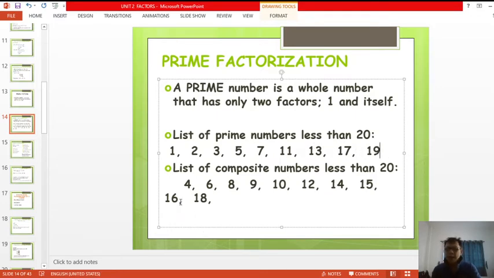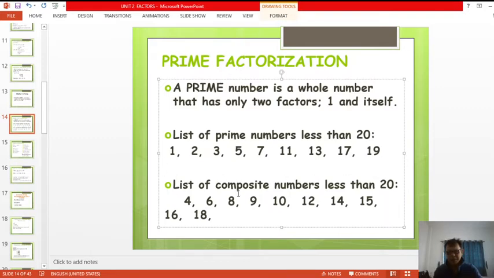Now, let's talk about composite numbers. Composite numbers are different. So I'll separate it properly so that you'll understand. These are the list of composite numbers less than 20 as well. I'm just giving you the difference between the two. Look at that. If I'm going to factor 4, I can use 2, right? I have 2 times 2 equals 4, or 4 times 1.